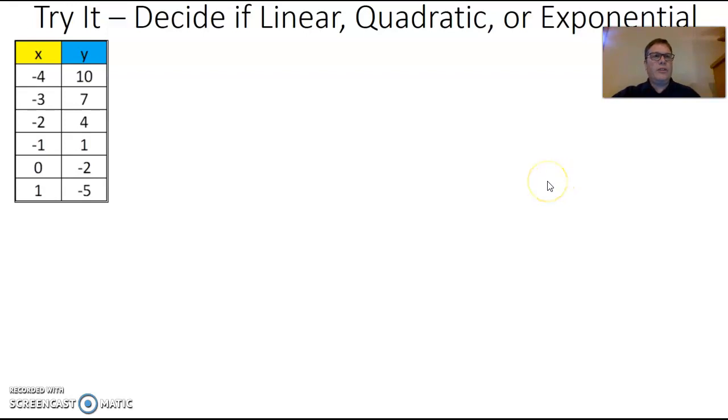Let's look at some others here. If you want to pause this one and try it yourself, you can go ahead and do that.